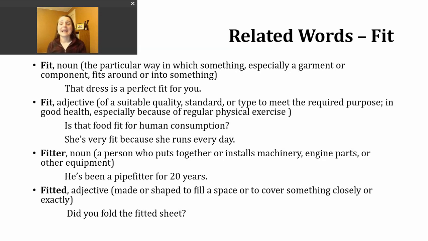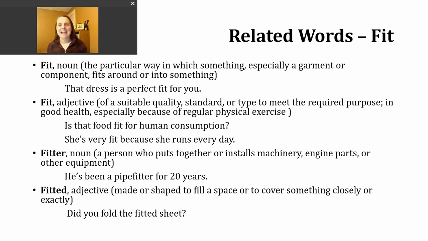Fit can also be an adjective, and it can have a couple different meanings. The first meaning is of a suitable quality, standard, or type in order to meet a required purpose. So let's look at an example of that usage. Is that food fit for human consumption? So someone has, I'm pretty sure some people have said this after I have cooked something, and it's maybe a polite way to say, I don't know if that's safe to eat, right? So is it suitable? Is it appropriate to eat?